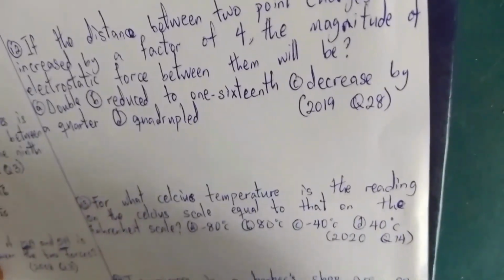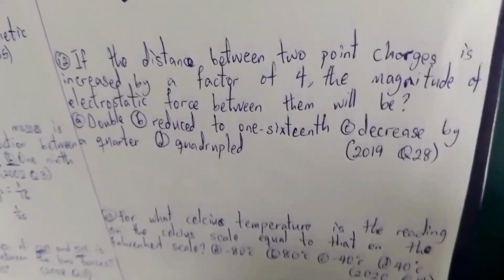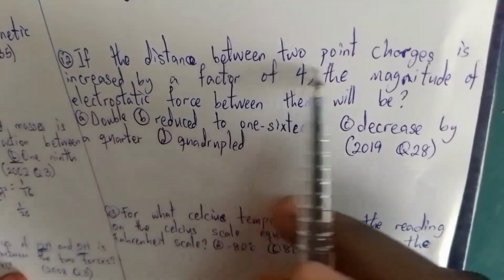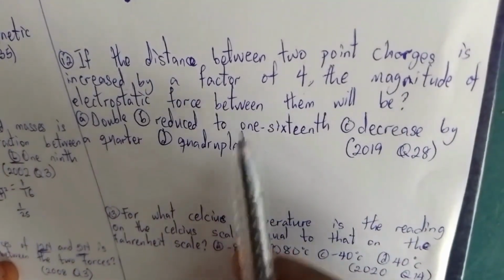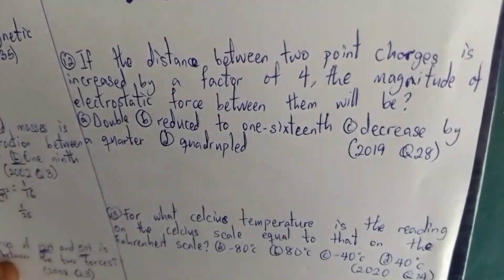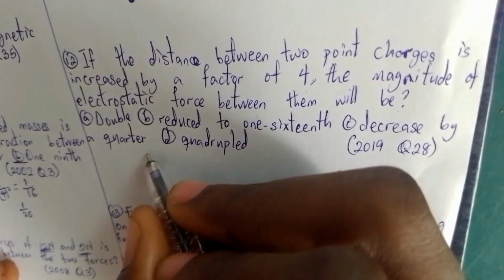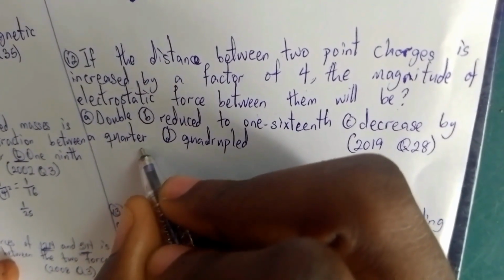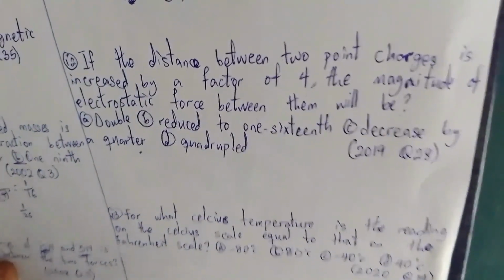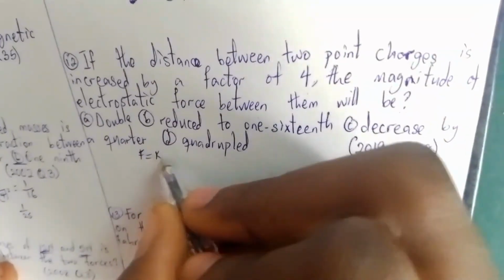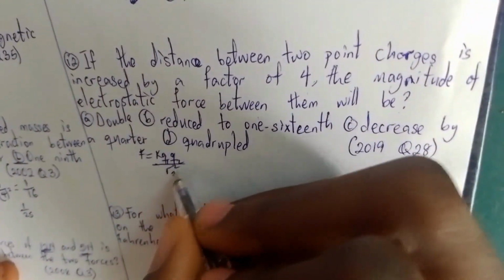Now this question is also like question 12. It says if the distance between 2 point charges is increased by a factor of 4, the magnitude of electrostatic force between them will be. This one is under Coulomb's law of electrostatic attraction. Under Coulomb's law, the formula is force equals K Q1 Q2 over r square. This is almost the same thing as Newton's law.